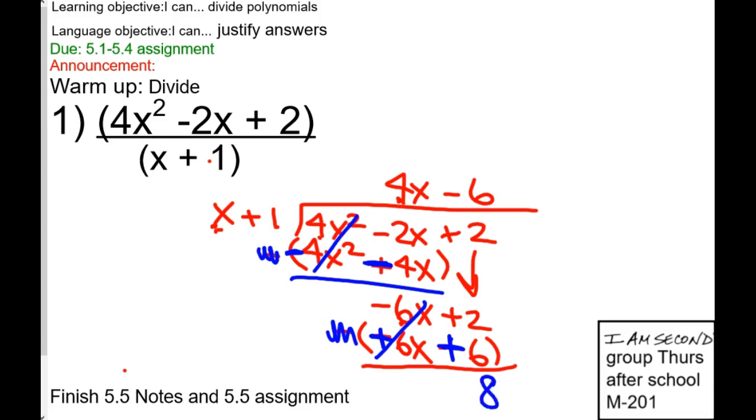Now, when you have a remainder, you need to make a little fraction using that remainder over this thing that we're dividing by. Right, so here's my answer. 4x minus 6 plus 8 over this thing, x plus 1. Not even close. So, just to recap, we've been dividing first term, divide by first term, write it down, re-multiply it, subtract it, repeat.